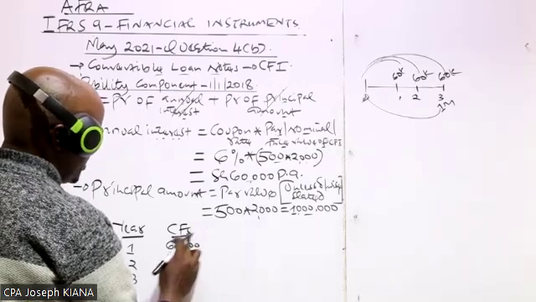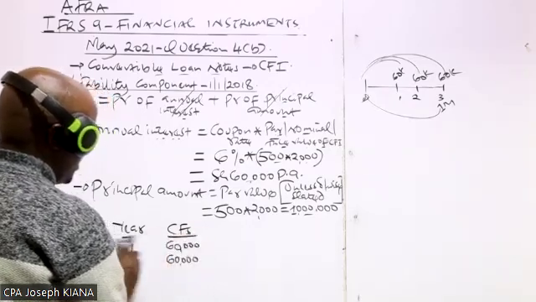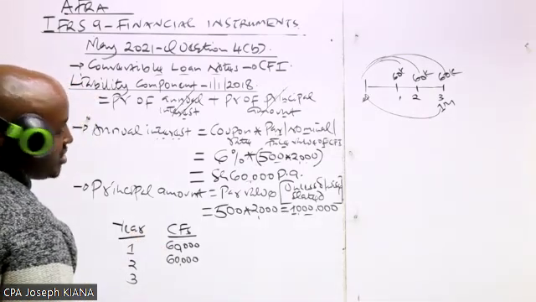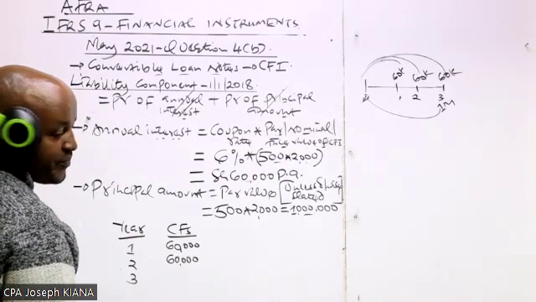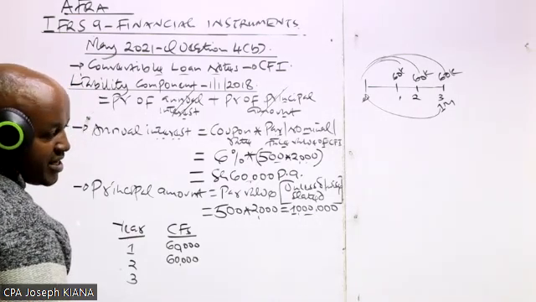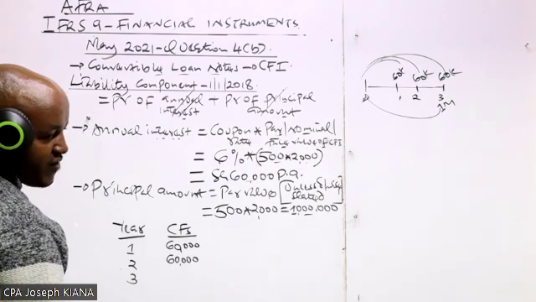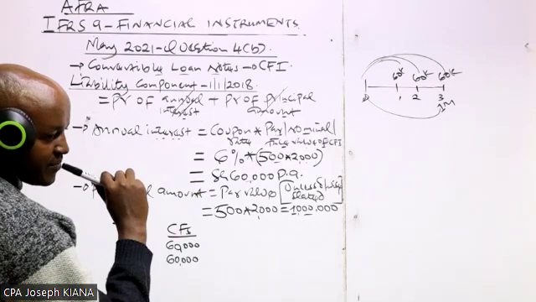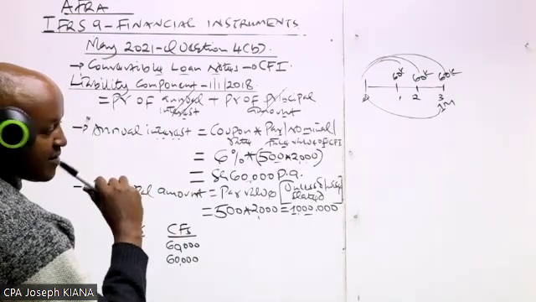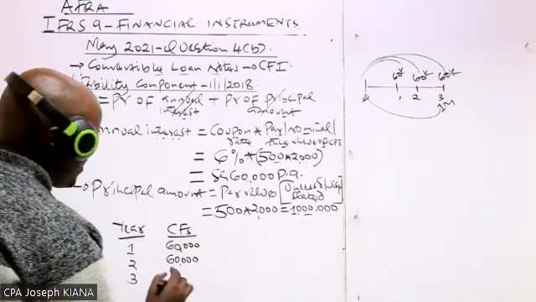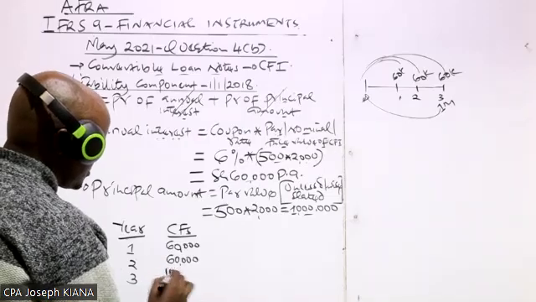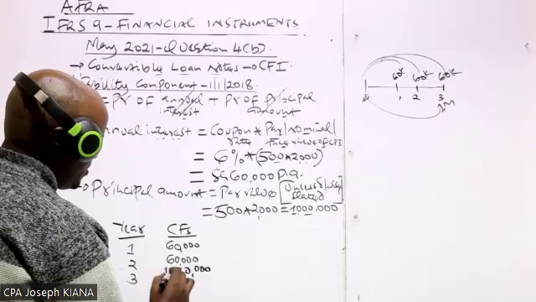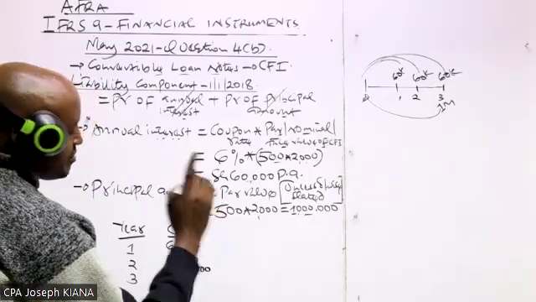So who can tell us how much amount will be paid by the company in the 3rd year? Rogers, Patricia, how much amount will be paid in year 3? The company will pay 10, 60. That is the amount to be paid. The interest plus 1 million.